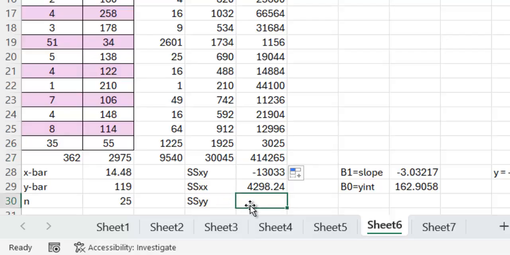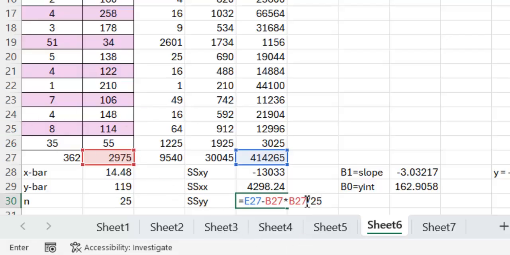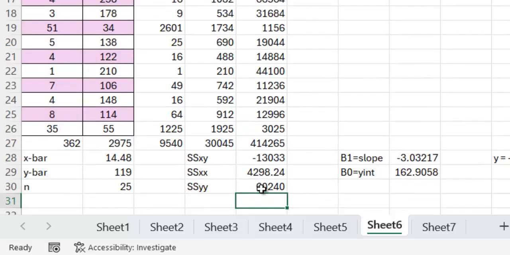So for the sum of squares for the y, the formula is this term, the sum of the y squareds, minus the sum of the y column, which is 2,975, squared, and then you divide by how many values you had. Remember, we had 25 values here. Okay, so this is my sum of squares for the y.